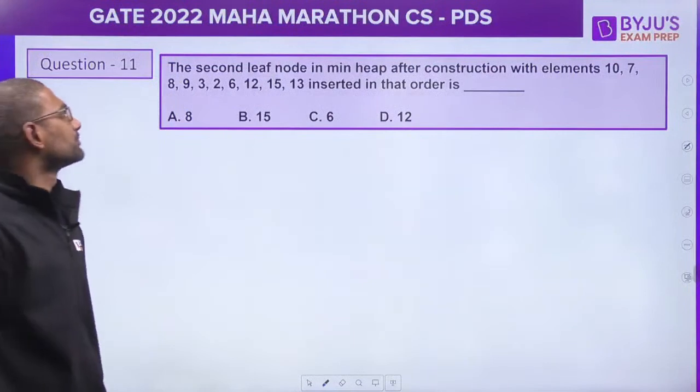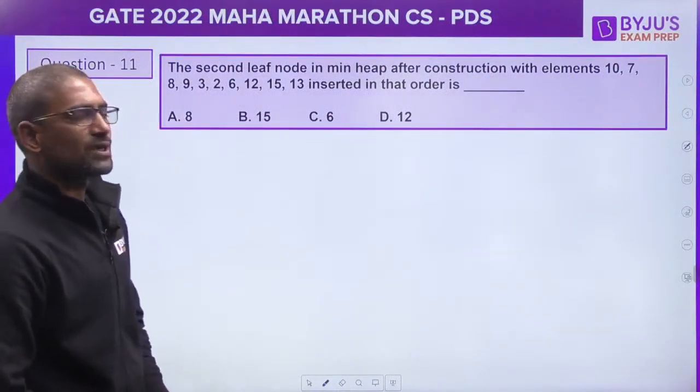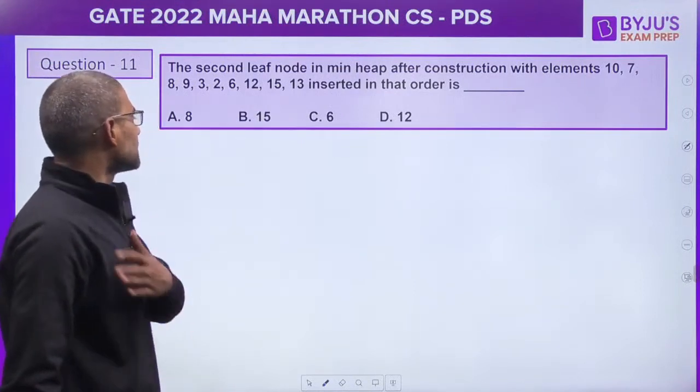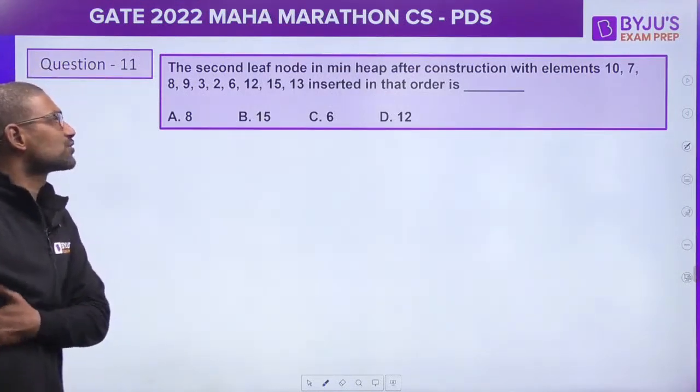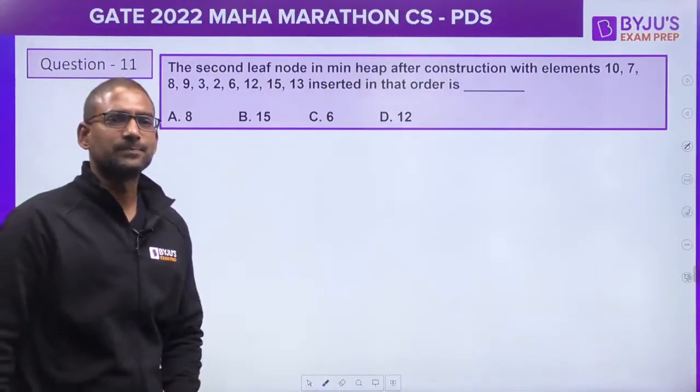Question number 11. The second leaf node in min heap after construction with elements 10, 7, 8, 9, 3, 2, 6, 12, 15 and 13 inserted in that order.